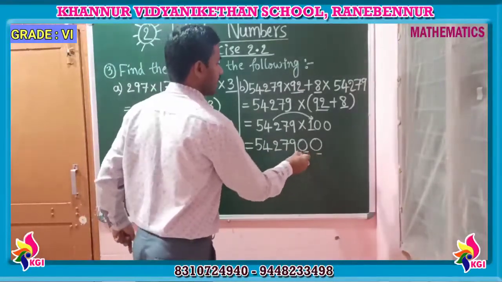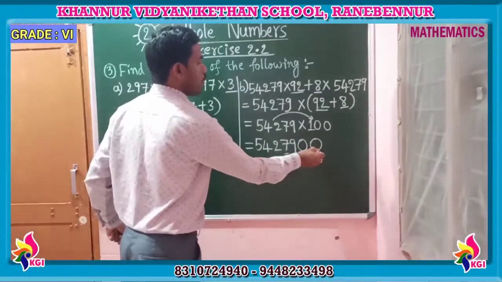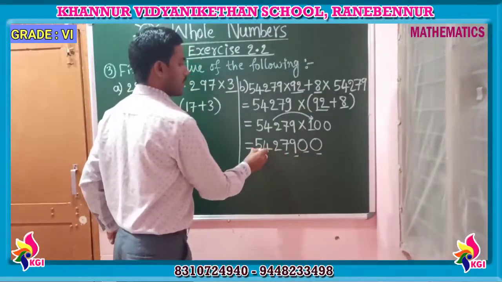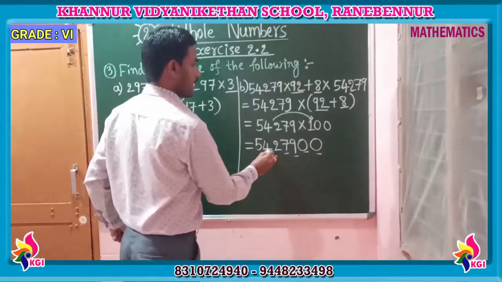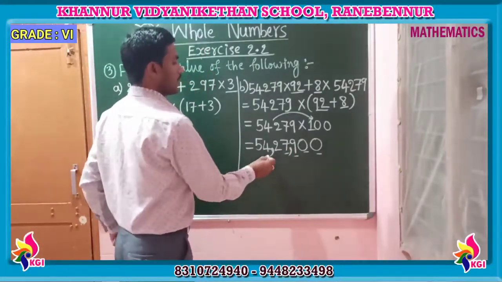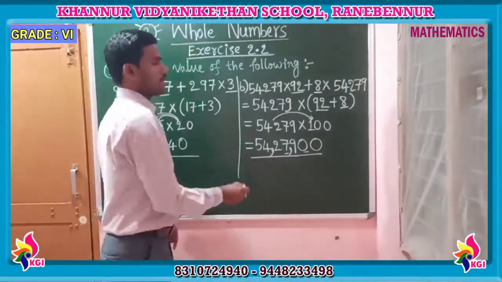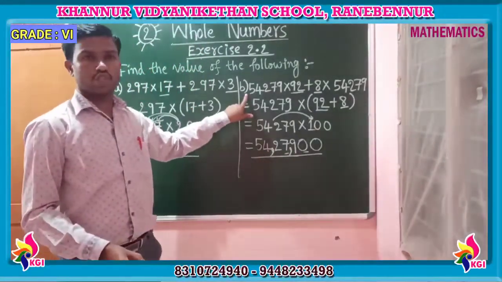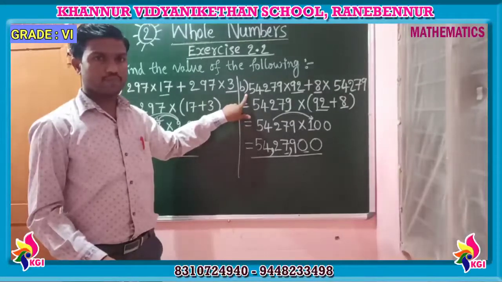Then you can read this number. Totally it is a 7 digit number. So it can be read as what? 54,27,900 is the answer of this B question. Understand? Okay.